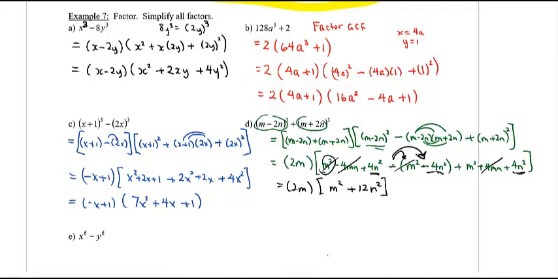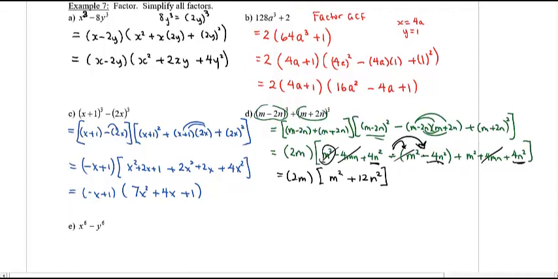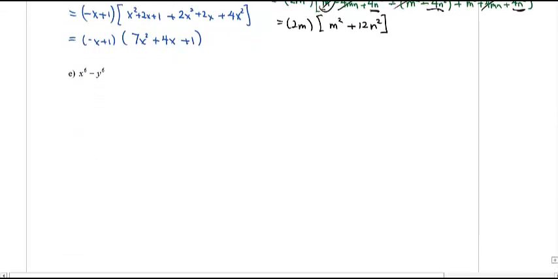Alright, and we'll save the best for last. What is this? x to the power 6 minus y to the power 6? I don't have a difference of powers of 6 formula. How can I even do this? Well, we do have a difference of cubes formula, so can I rewrite this as a cube? I hope you can, because I can.